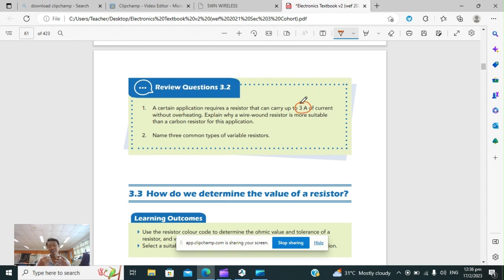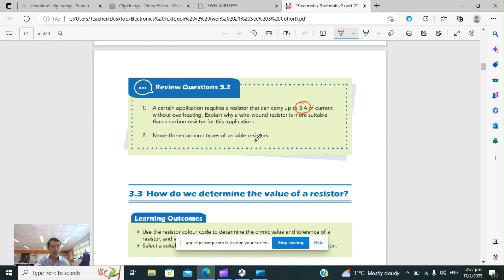Now, 3 amperes is actually a very, very high current. It's very high. Okay, in our course of study, we would typically be only using on an everyday basis maybe 0.5 ampere. So 3 amperes is actually very high. So if you're talking about a higher current which requires working without overheating, then a wire wound resistor is better, because a wire wound resistor is able to handle higher power applications. Okay, carbon resistor, not so.